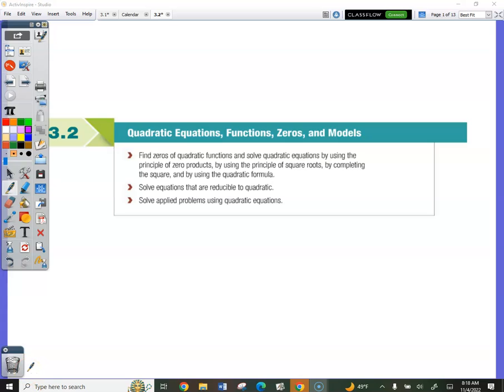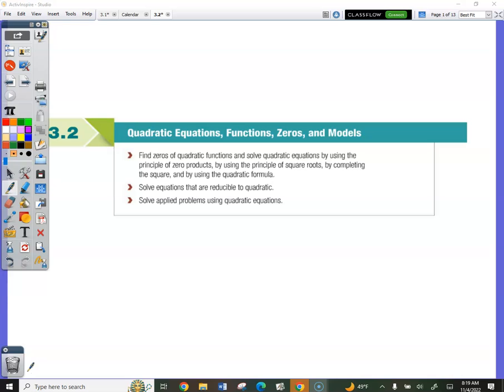3-2, quadratic equations, functions, zeros, and models. Okay, so 3-1 was learning about imaginary numbers and complex numbers, because 3-2 is solving quadratics, and like you saw in the very first graph from 3-1, if a quadratic is above the x-axis, there's no real solution, there's imaginary solutions. So that's why we had to learn that first.